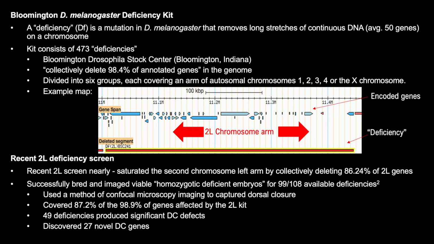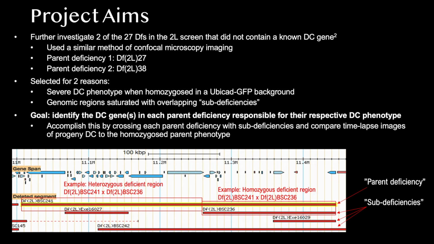It discovered 49 deficiencies that produced significant DC defects when homozygous in a Ubi-cadherin-GFP background, and it discovered 27 novel DC genes. This project further investigates 2 of the 27 deficiencies in the 2L screen that did not contain a known DC gene using a similar method of confocal microscopy imaging. It's worth mentioning I only outlined 1 deficiency in my abstract, but will be presenting a second one today. The first is called DF2L27, and the second is called DF2L38.